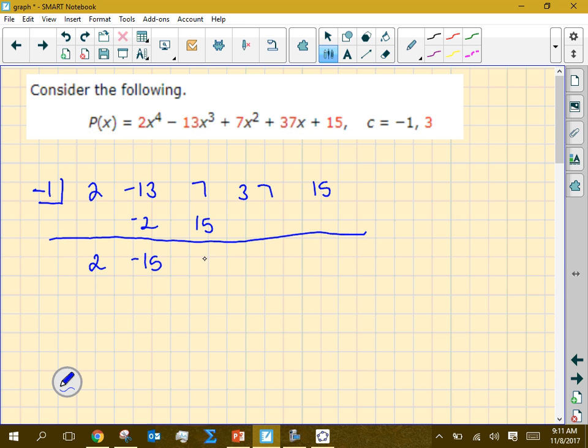Multiply, add straight down, gives me 22? Gives me -22 when I multiply by -1. Add straight down, gives me -15. Or positive 15, positive 15. Add straight down, and you get a 0.